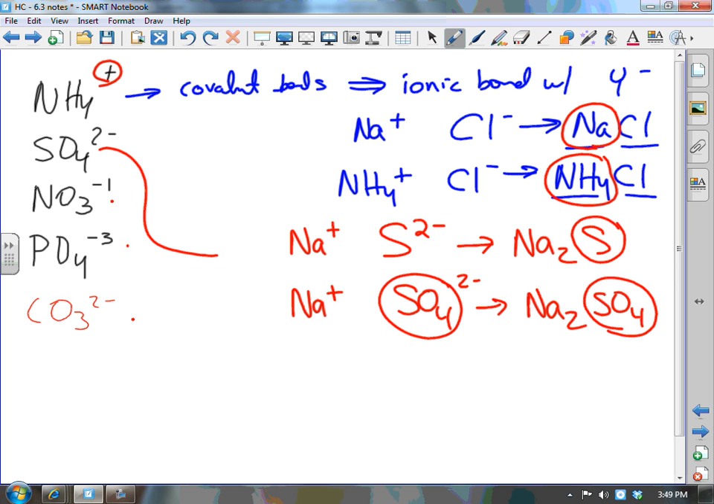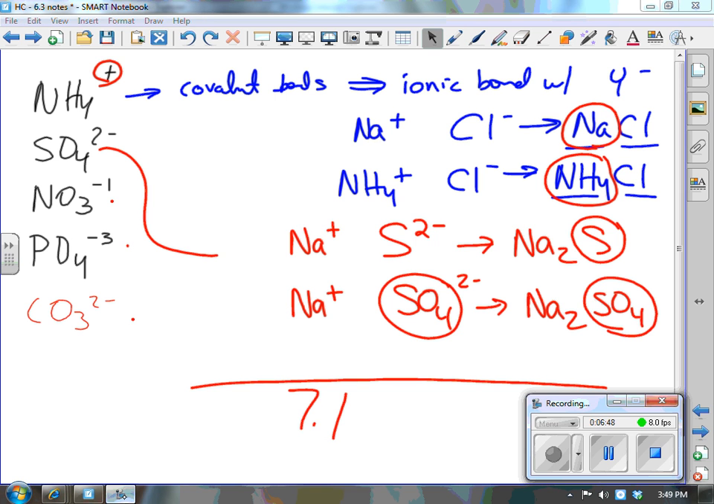We will spend a lot more time when we get into 7.1 in terms of naming these and drawing these. All we want to see now is how this bond can happen. Our concern is we know positives and negatives attract, and therefore we get an ionic bond. Like I said, we will continue more of this once we get into chapter 7 and talk about nomenclature and how we name these structures.